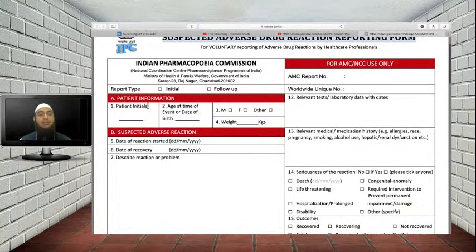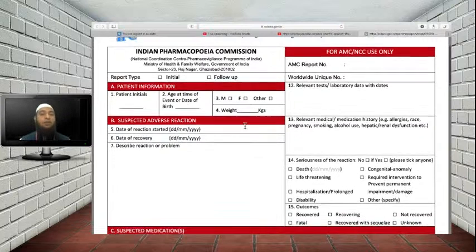So first part, it is the patient information, where you can write the patient initials like Mr., Mrs., right? Likewise the age at the time of the event or the date of birth. Likewise whether the patient is male, female, or maybe transgender, so that you can mention. The weight is very important because sometimes ADRs are related to body weight. So you need to also mention the body weight of the patient.